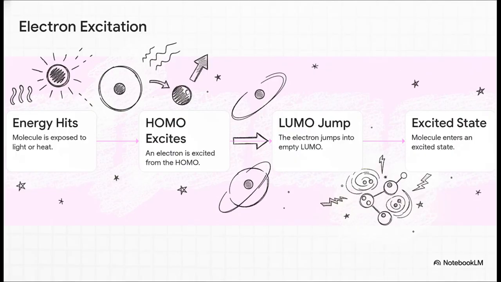Let's walk through how this actually plays out. When a molecule gets hit with a burst of energy, say from light or heat, an electron resting comfortably down in the HOMO absorbs that energy. Instantly, it gets excited and literally jumps the gap into the empty LUMO. Boom! Just like that, the molecule enters an excited state. This fundamental shift completely alters its chemical properties and unlocks entirely new reactions that were just impossible back when it was resting quietly in its ground state.